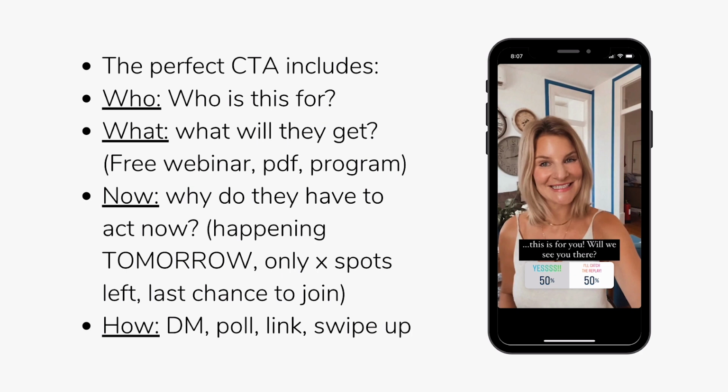And then the reason why we're giving a how is because we always want to make it super easy for people to actually take action. And so we want to be really clear on what they need to do in order to take action. So that could either be including a poll where they can vote. It could be send me a DM. It could be go to the link in my bio, although I don't really recommend using that one. We want to keep them really in the stories. If you have over 10,000 followers, then you could use the swipe up link as well.